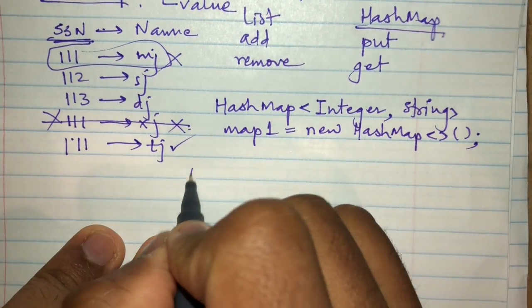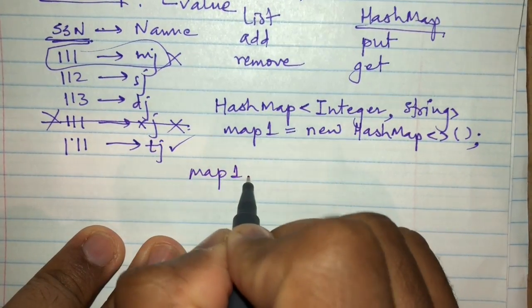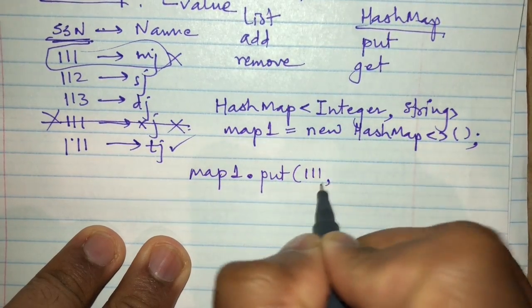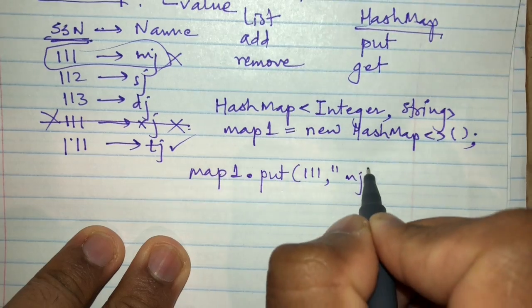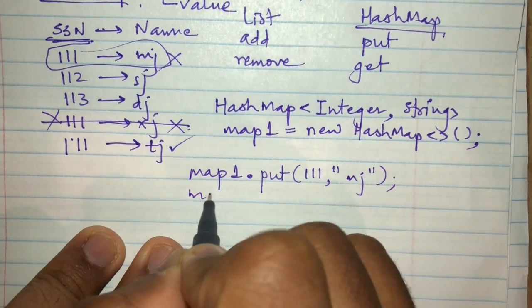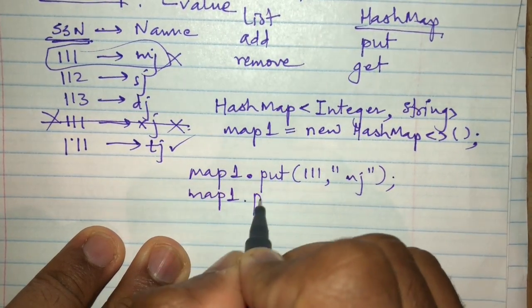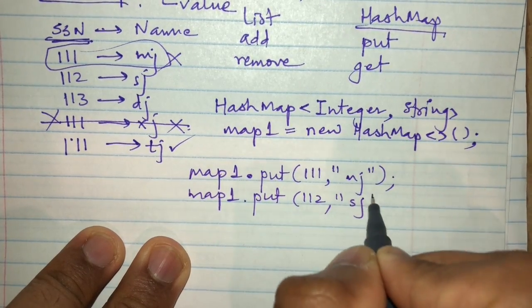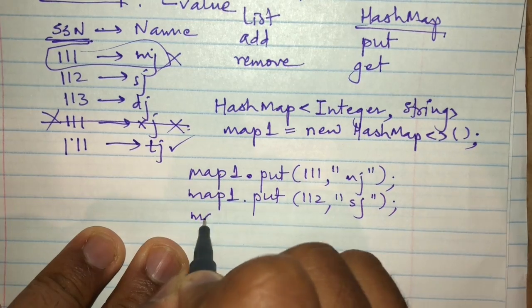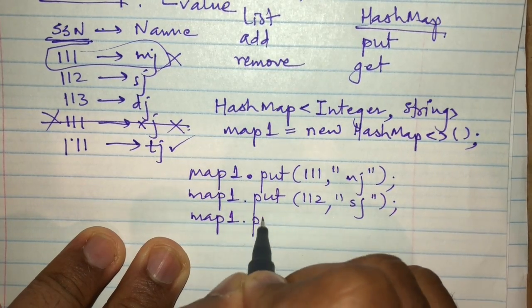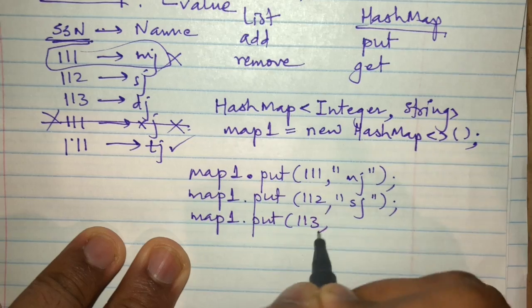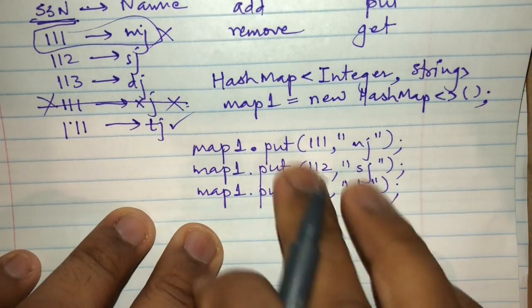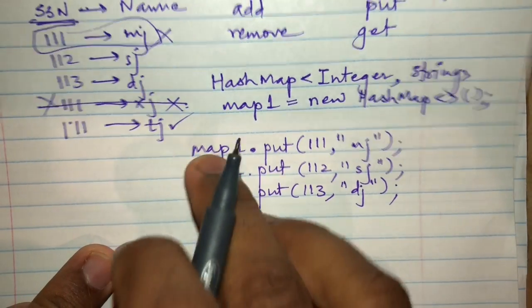Now let's say I want to put a few entries: map1.put with SSN 111, string will be MJ, map1.put 112 SJ, map1.put 113 DJ. So by this time we know we have three elements in the map.